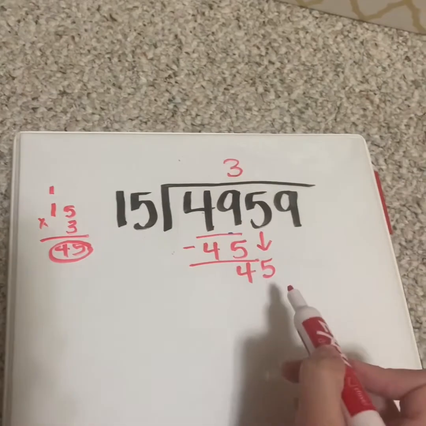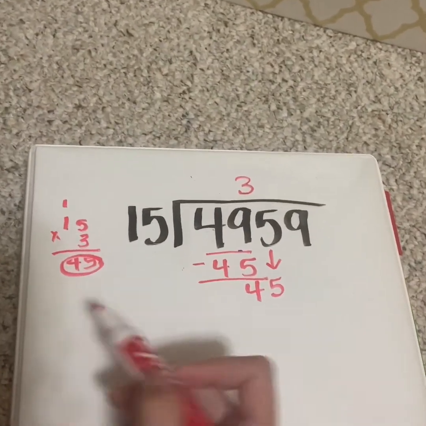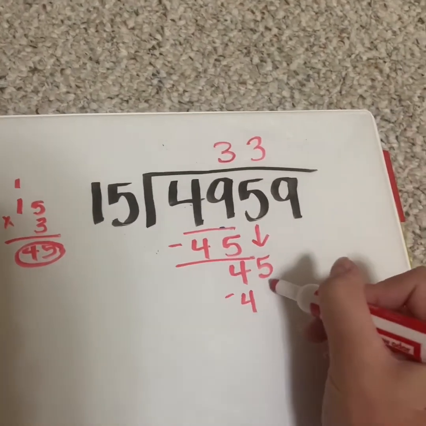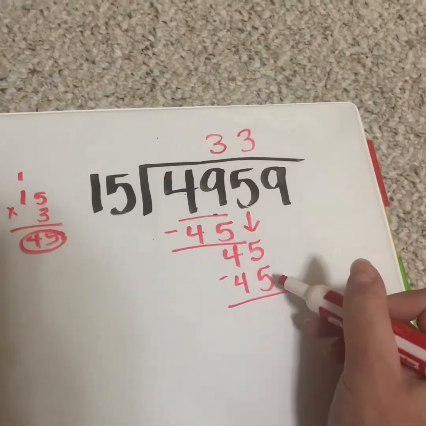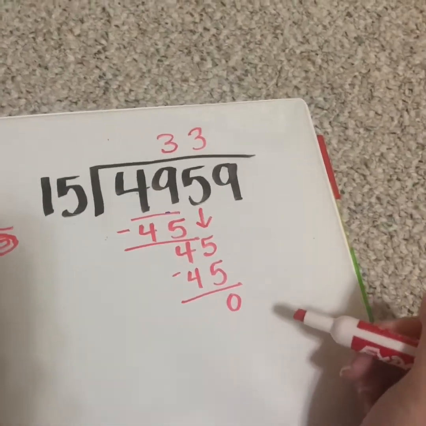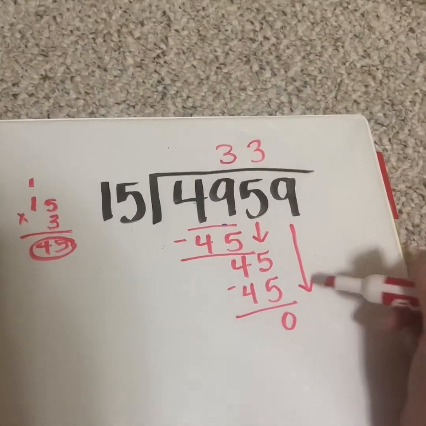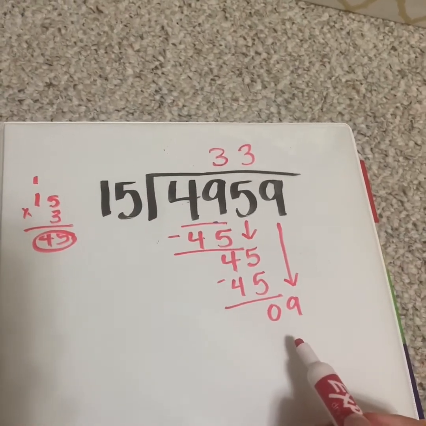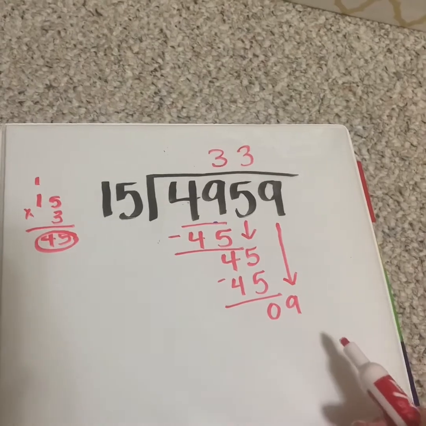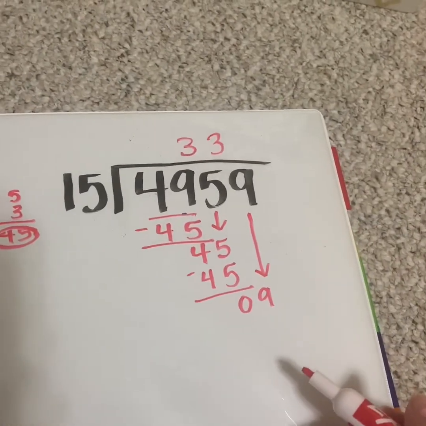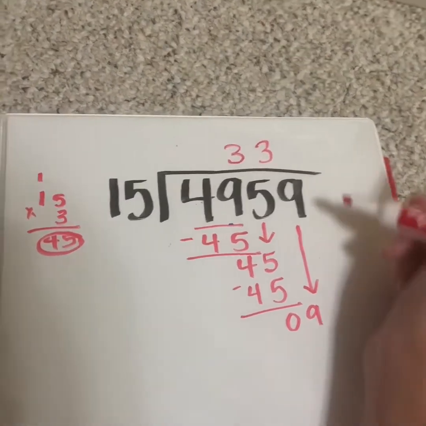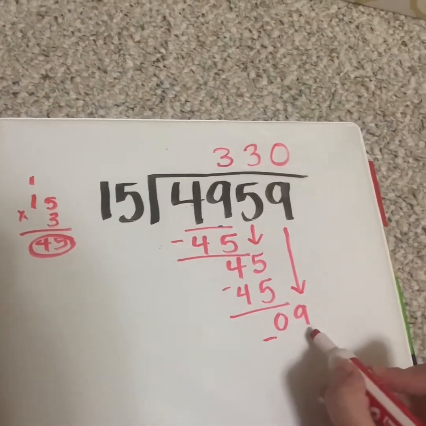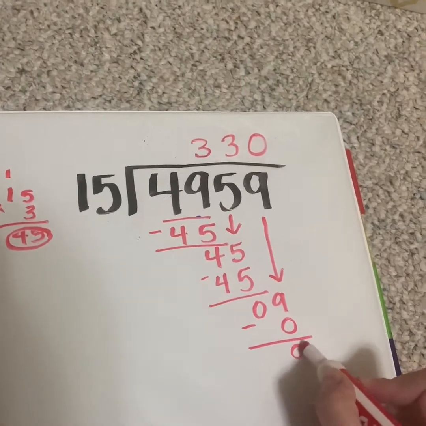Well, can 15 go into 45? Yes, we just figured that out. So 15 times 3 again gives me 45. So I'm going to subtract 45 again. Then I'm left with 0. So my next number comes down, and that is a 9. So can 15 go into 9? No, because 15 is larger than 9. So this is where we added in an additional step. So we're going to put a 0 up here because 15 can't go into 9. So we're going to subtract 0, and we're still left with 9.